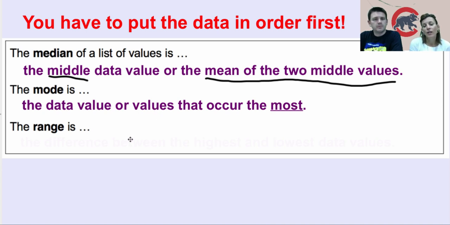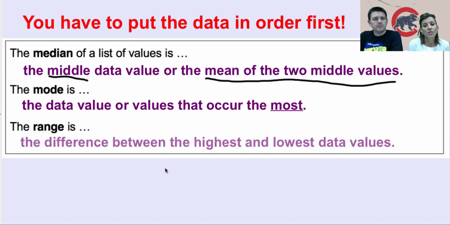And then there are different ways to remember the range. The range is the difference between the high and the low data values. So it's the greatest minus the least, the maximum minus the minimum, the distance between the two numbers. The high minus the low is the range, don't you know?